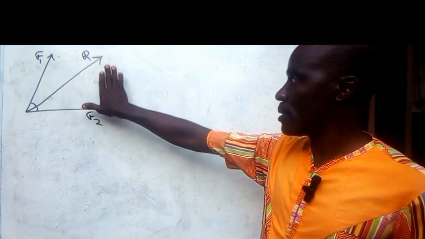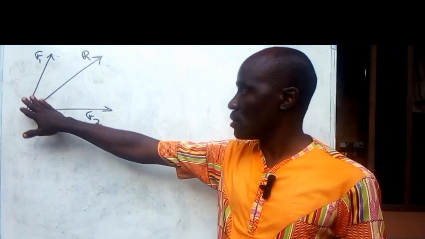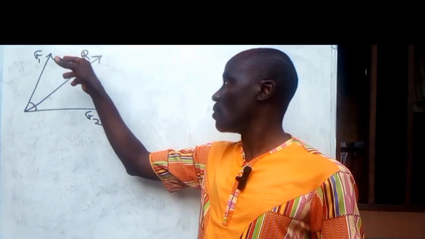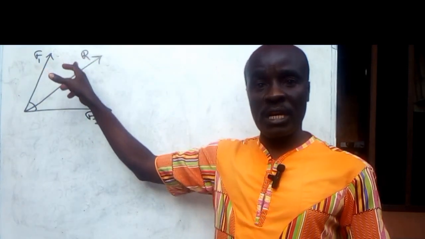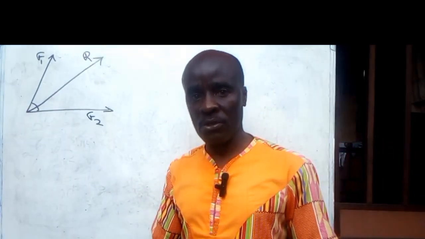Let's just look at what I have on the board here. On the board, I have two forces acting at a point. We have force 1, force 2, and what? The other one is the one we call the resultant. Now, how do we identify the resultant force?